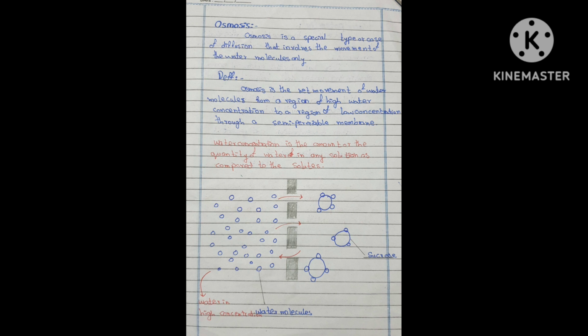Alright, so the actual definition of osmosis that we're going to write in our paper is: osmosis is the net movement of water molecules from a region of high water concentration to a region of low water concentration through a semi-permeable membrane. So it basically means the movement of water molecules from a region where the water is high in amount to the region where the water is lower in amount.